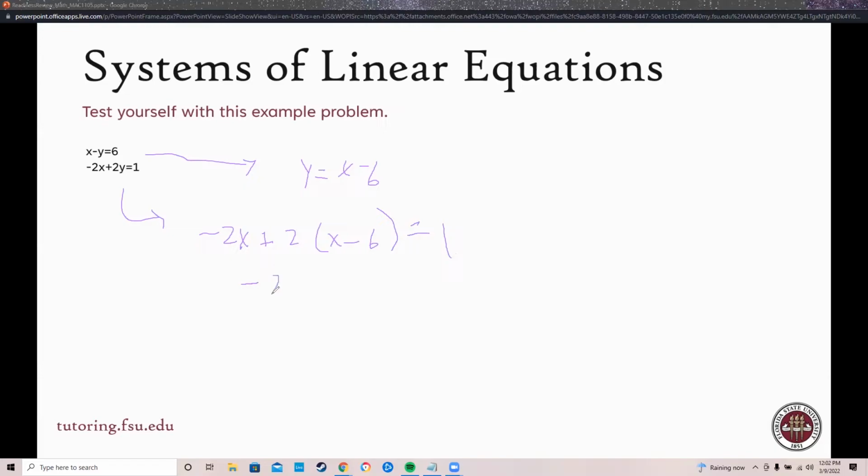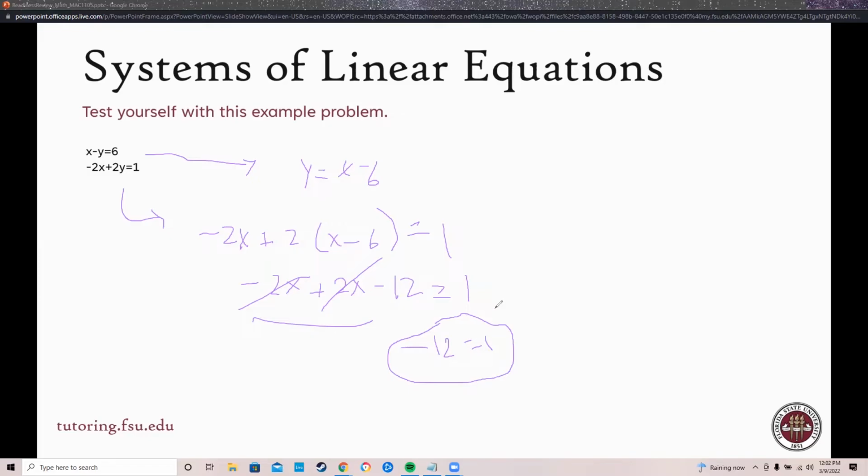So I have negative 2x plus 2x minus 12 is equal to 1. Since we can see here that I have a negative 2x and a plus 2x, these two things cancel, and now I'm left with some sort of solution like negative 12 is equal to 1. And I sure hope that if you're looking at this, you'd be like, well, negative 12 is not equal to 1. So this can't be right.